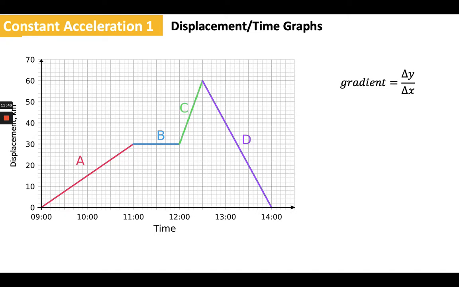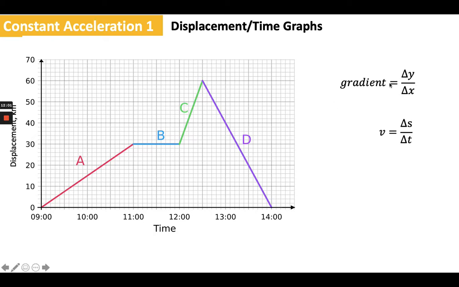Now to do this, I'm going to start from my definition of what the gradient of a graph is. A gradient of a graph is the change in y over the change in x. Then when I look at my definition of velocity, that's the change in s over change in t.